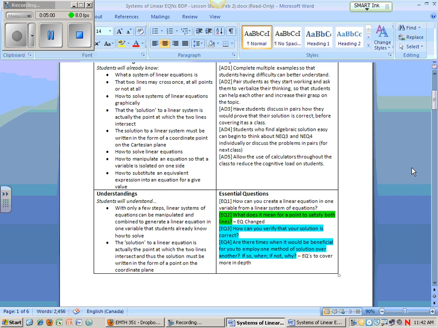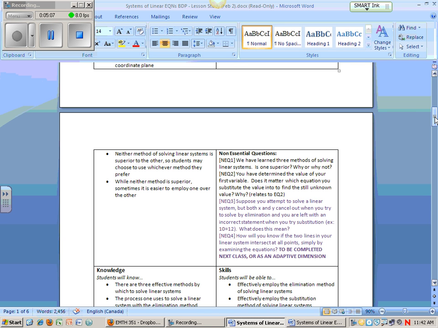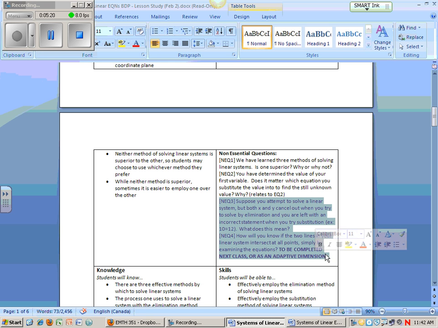So anyways, we just changed the emphasis to cover more in depth in the actual lesson plan because we thought it was more important. And this is purple, but you can't really see it. We made these more for an adaptive dimension, or to complete next in class, because they weren't necessary.